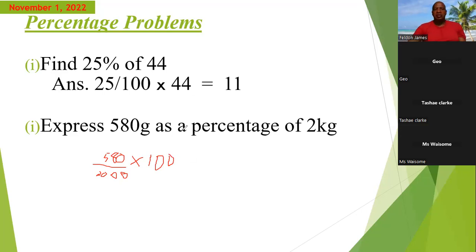And so what will happen here now? Why do we have 580 over 2,000, Miss Grayson? Sir, because we have 580 grams and 2 kg, so we're trying to get everything to be on the same level. All right, so in other words, we are trying to get the units to be the same. So we convert the 2 kg to grams as well.